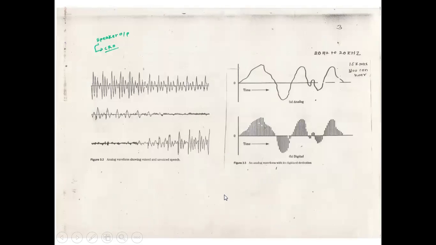If you use a microphone as a transducer, whatever you speak in front of the microphone is converted into an electrical signal of approximately 20 hertz to 20 kilohertz, if musical instruments are there along with the man's or woman's speech. So this is a general indication of an analog electrical audio signal. I have taken different patterns over here. If you take this analog signal and digitize it, it will look like this.